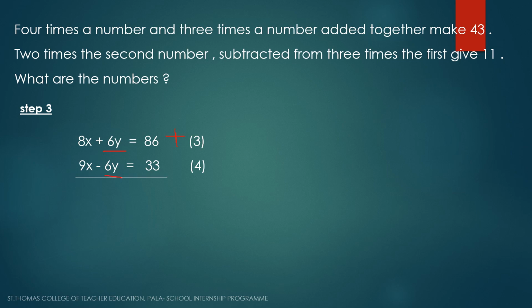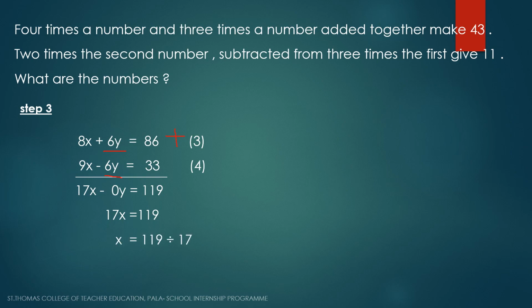So if we add these two, 6y plus minus 6y gives 0, isn't it? So what do we get? 8x plus 9x is 17x plus 0y equal to, tell me, 119, isn't it? So we get 17x equal to 119. So what will be x?